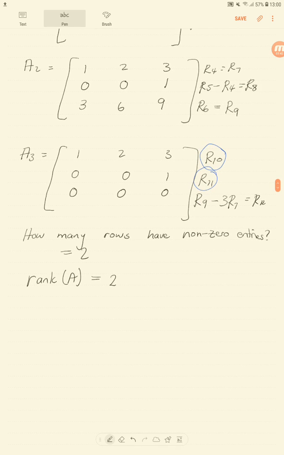The final thing to note is that the rank of A is smaller than the number of rows, M. Our number of rows is denoted by M. In this case, our rank is 2 and our number of rows was 3. This means that matrix A is not non-singular.